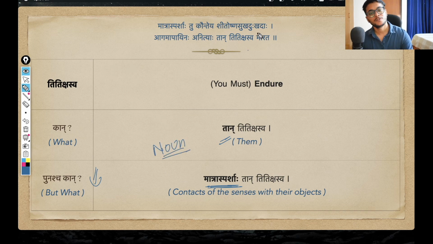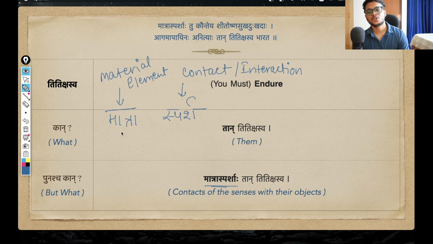So now you will easily understand that all those different words, sukha dukkhadaha, agamapayanaha, anityaha, will be adjectives of this noun, right? But anyways, we will see about it when we decode further. First, let us understand this word, matra sparshaha. This samasa has two individual words, matra and sparsha.